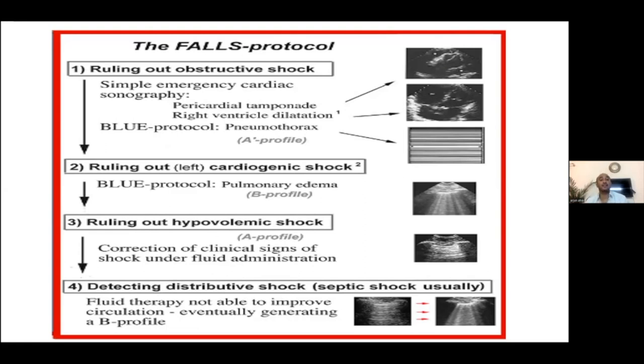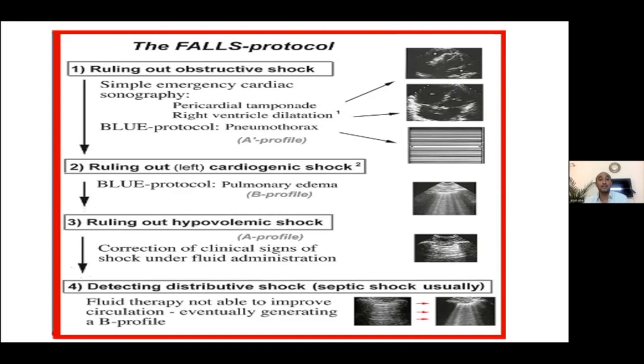Again, in the intensive care units or in the emergency room, 50 to 60% of our patients come with shock, with hypotension. So to differentiate them and to treat them is very, very important. Differentiating them into the four different kinds: obstructive shock, cardiogenic shock, hypovolemic shock, or distributive shock. The ultrasound machine, with either the lungs or the heart, will help us in differentiating each of them.